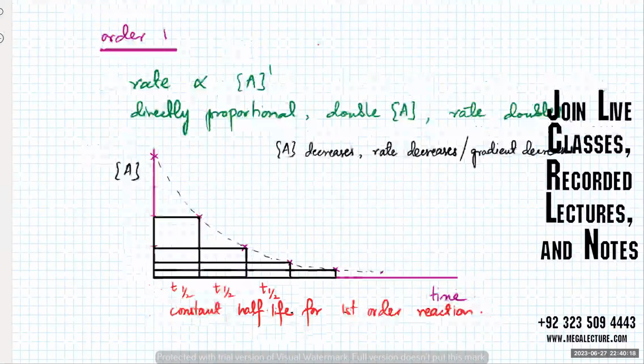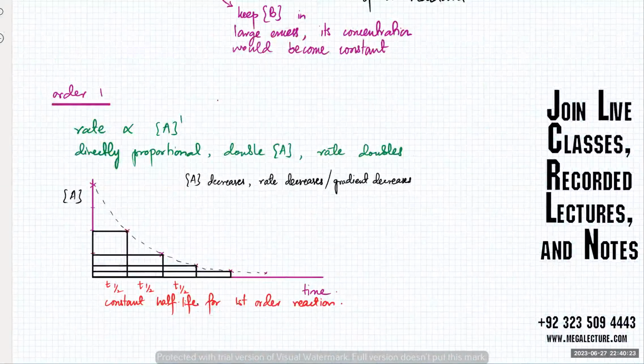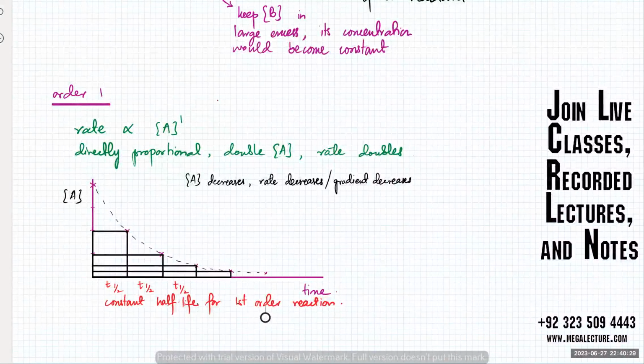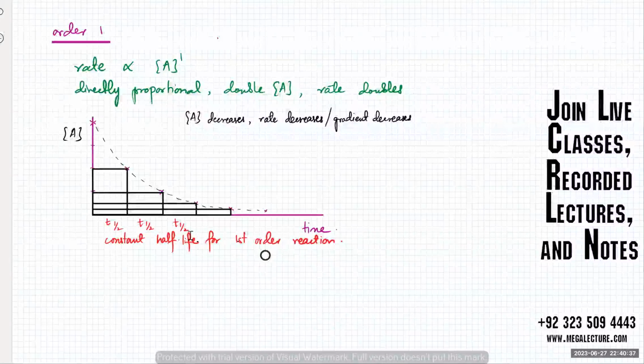So what you can simply do is plot a graph and see how the concentration of the reactant varies with respect to time. The shape of the graph or the measure of the half-life would actually tell you whether it's order one or not. Is that clear? Yeah.